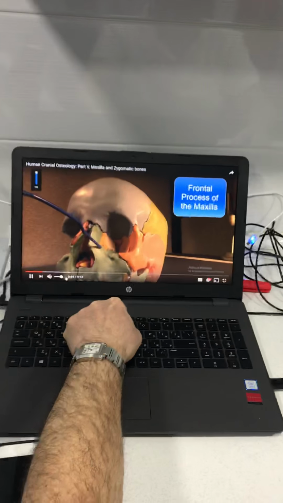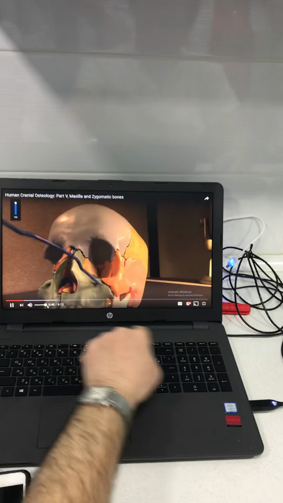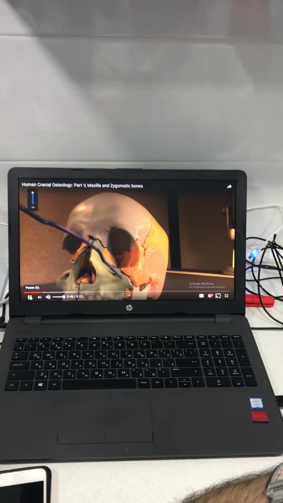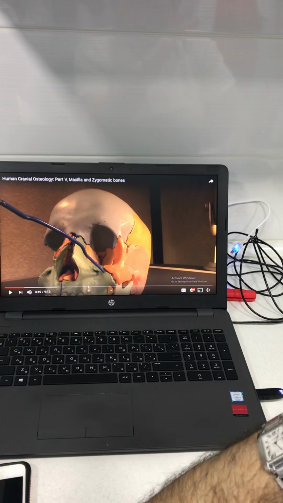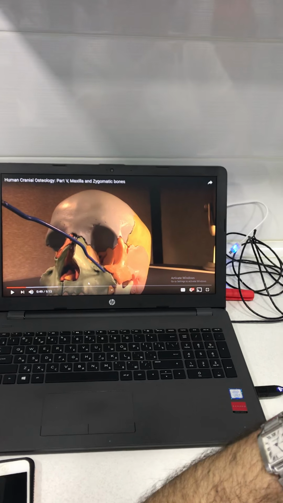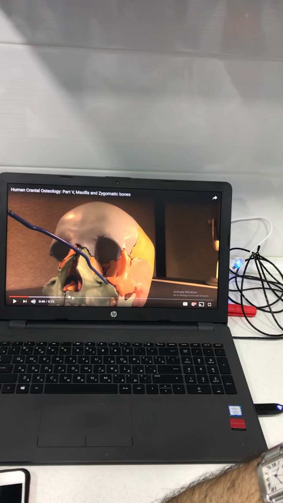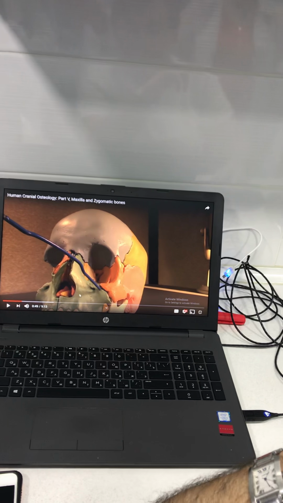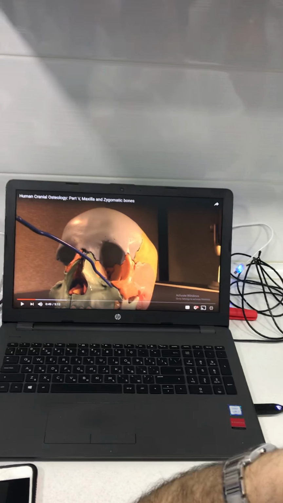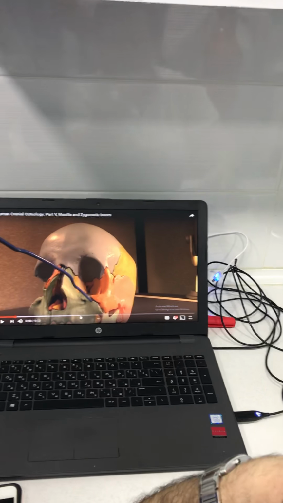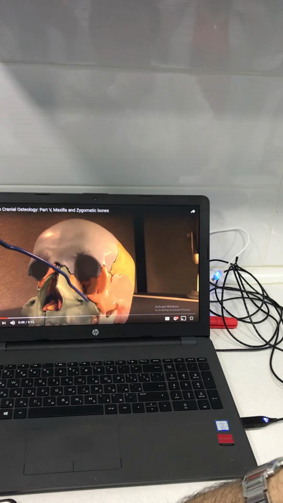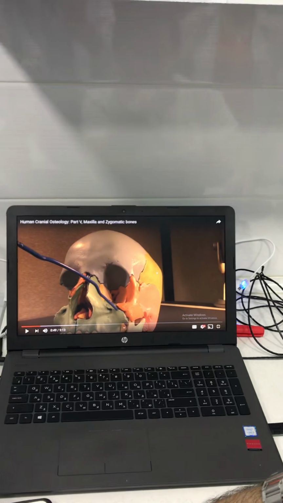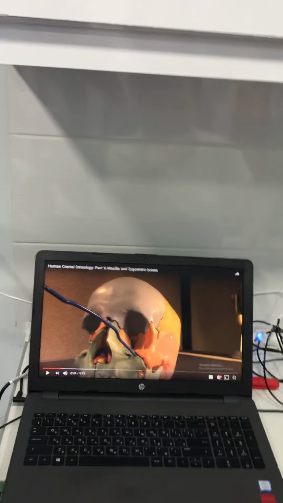Frontal process of the maxilla. This portion, where it articulates with the zygomatic bone, is called the zygomatic. The maxilla consists of two bones, the upper jaw, united in the midline. This is the right side and this is the left side. It is attached with the frontal bone. This is the zygomatic bone. The temporal bone is this posterior part.